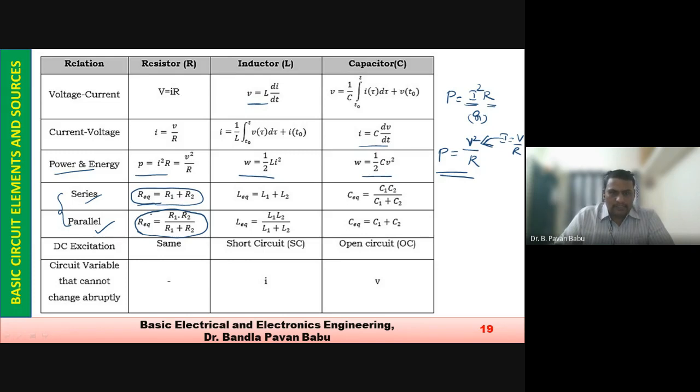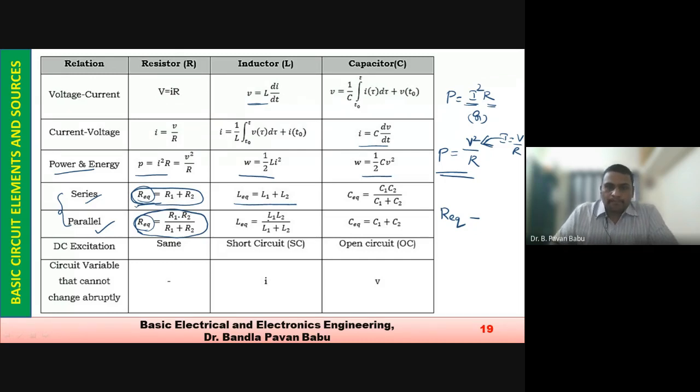Just for the time being, when two resistors are connected in series, the equivalent is R1 plus R2. When two resistors are connected in parallel, it is R1 R2 by R1 plus R2. So there we can find the equivalent resistance. In a similar way, when two inductors are connected in series, the resultant is L1 plus L2. We need to go for summation, we need to cascade it.